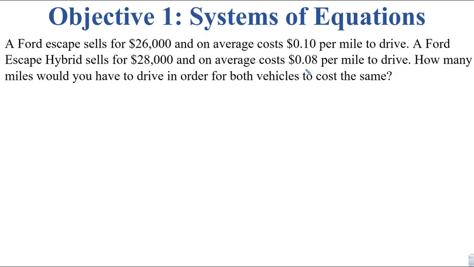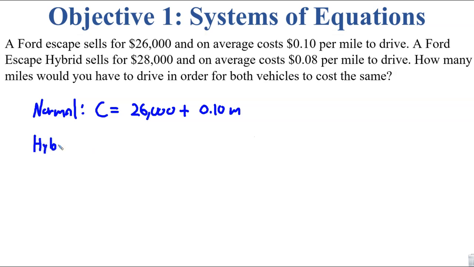So how could we approach a problem like this? Well, it'd be pretty simple to come up with a formula for the cost of both these vehicles. For the, let's call it a normal car, we'd say the cost is equal to the initial cost, $26,000, plus 10 cents per mile, so we'll say 0.10 m. And then for the hybrid, same idea. Its cost is going to be equal to the initial cost of $28,000 plus 8 cents per mile.